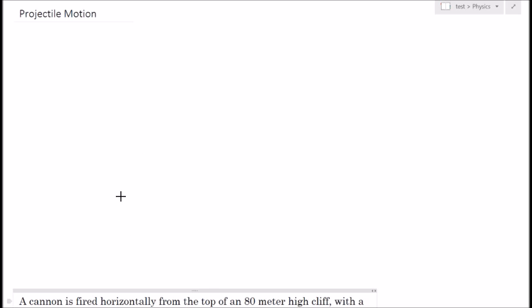I want to make sure that you understand what projectile motion is and why we do things a certain way. And hopefully this will help you understand many different types of projectile motion problems. So let's first begin by discussing what projectile motion is.